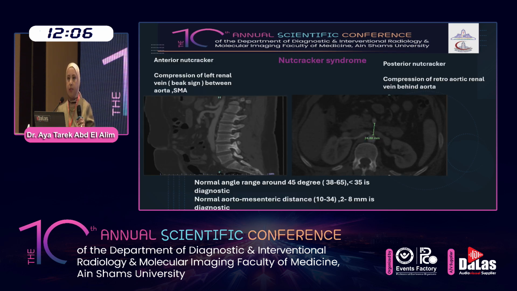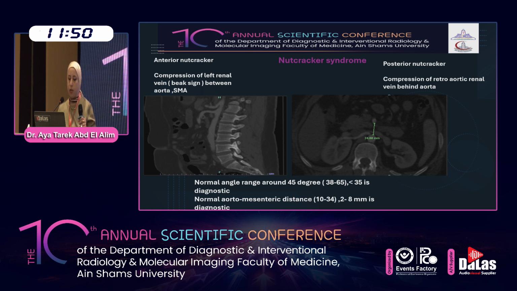Nutcracker syndrome is of two types, anterior nutcracker and posterior nutcracker. Anterior nutcracker is the compression of the left renal vein with a beak sign between the aorta and superior mesenteric artery. The posterior nutcracker is the compression of the retroaortic renal vein behind the aorta.